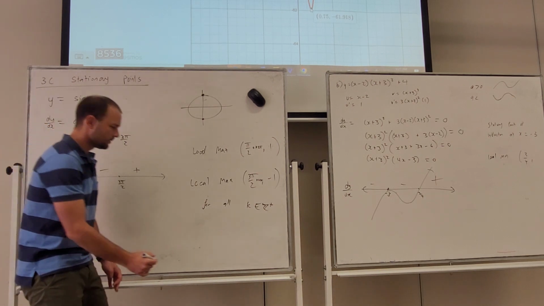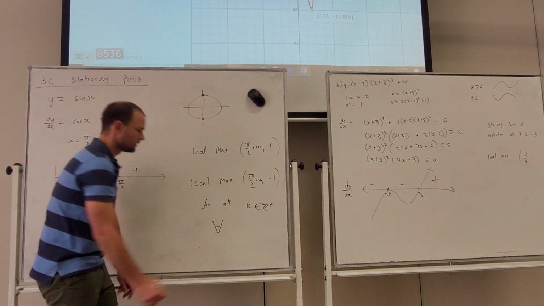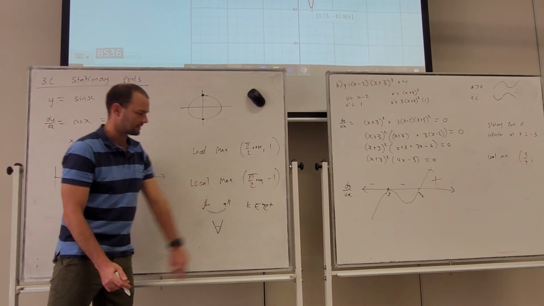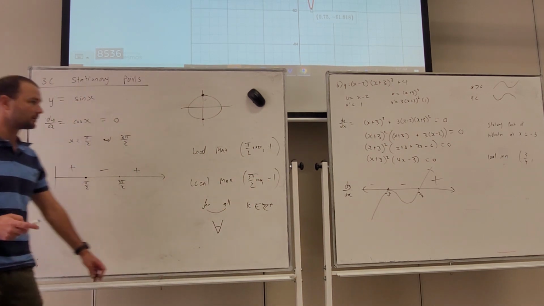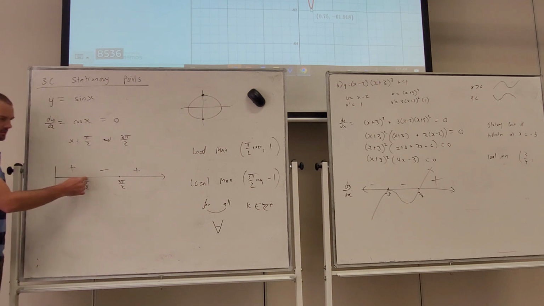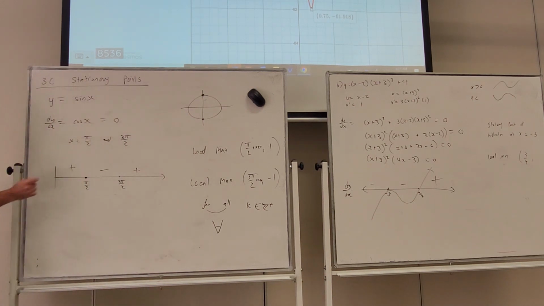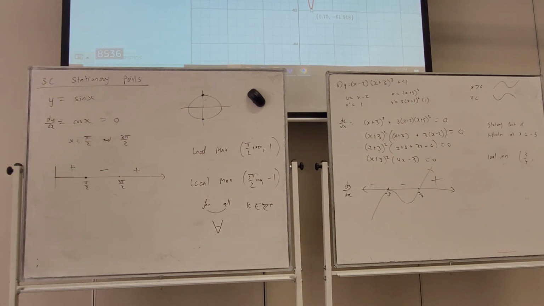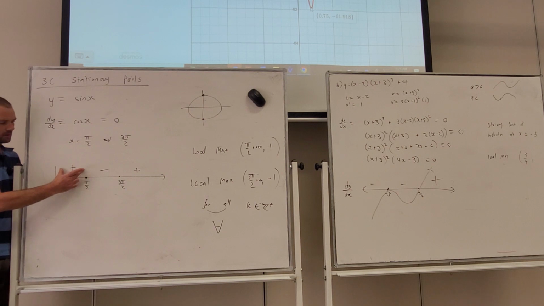All right, another symbol you might see pop up is this one. That means the same as for all. For all k is an integer, so you can just have that mathematical script there, it communicates the same thing. But that's allowed us to say there's a local max every 2 pi lengths along, because it's repeating itself. There's a local min every 2 pi lengths of these ones along. Okay, excellent.